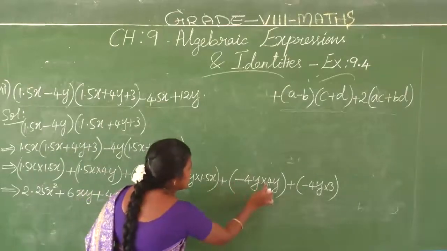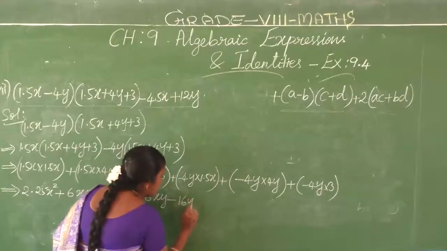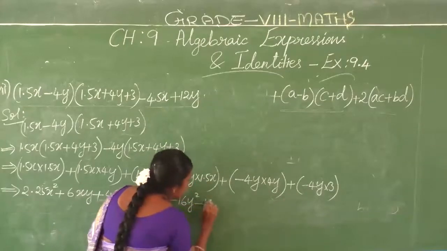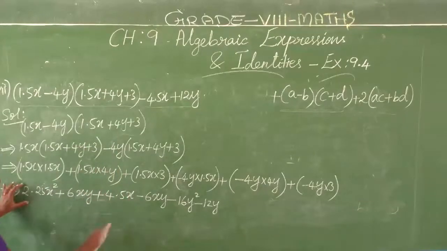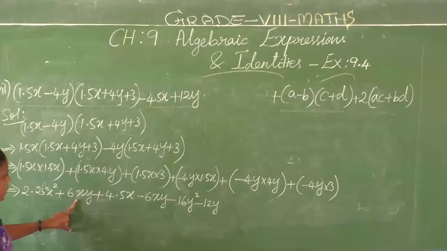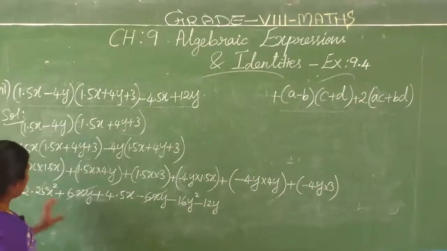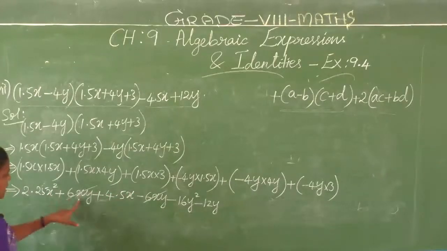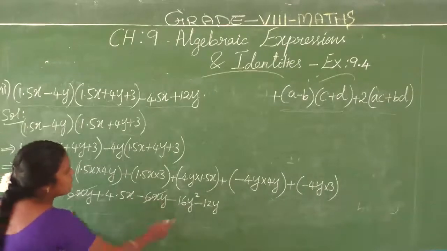Come to here, plus into minus is minus, 4 4s are 16, y like terms, so add their powers, y square. Plus minus into plus is minus, 4 into 3, 12y. Clear? So this much is coming. For the x square part there is no term, plus 6xy minus 6xy will be cancelled, 4.5x also has no pair, likewise these two also.